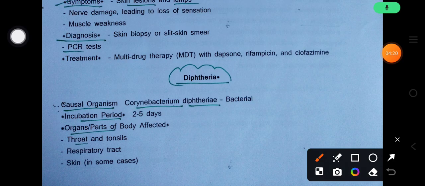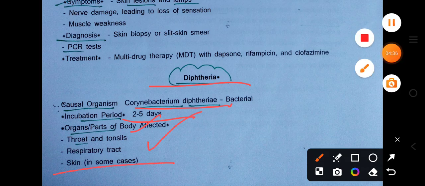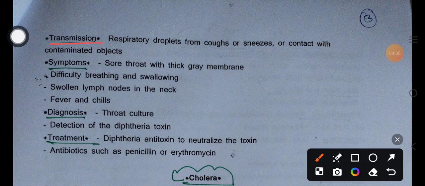Next one is diphtheria. Diphtheria is caused by Corynebacterium diphtheriae. Incubation period is 2 to 5 days. The organs affected are throat and tonsil, respiratory tract, or in some cases the skin also. Next is its transmission: respiratory droplets from cough or sneezes or contact with contaminated objects.